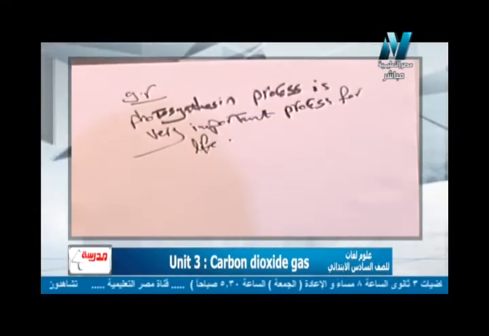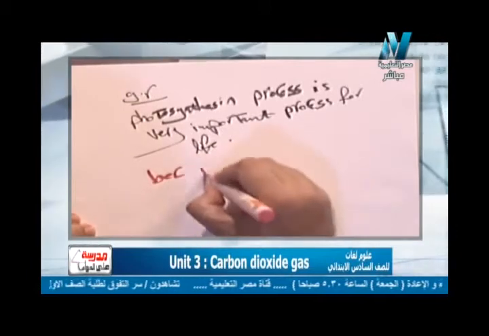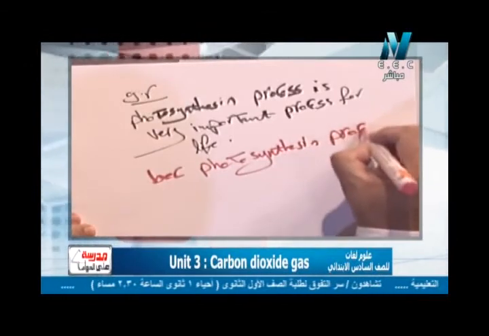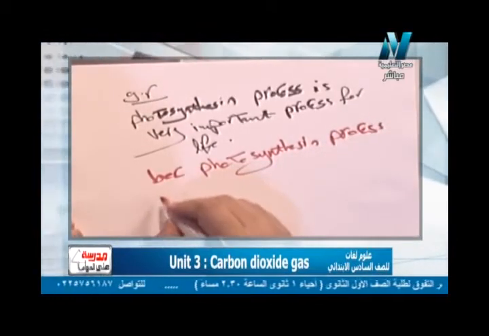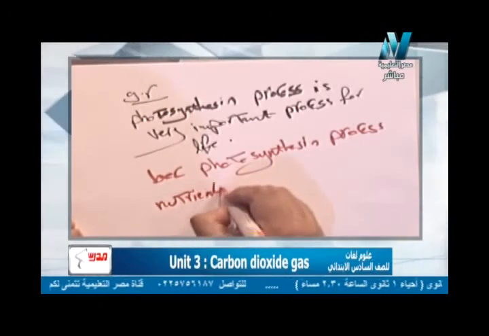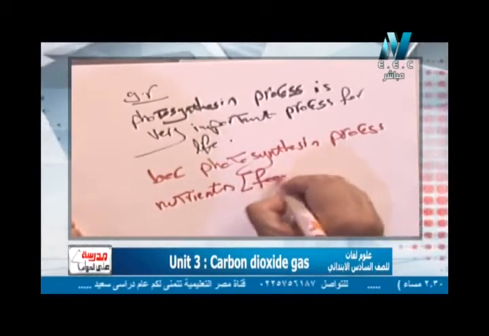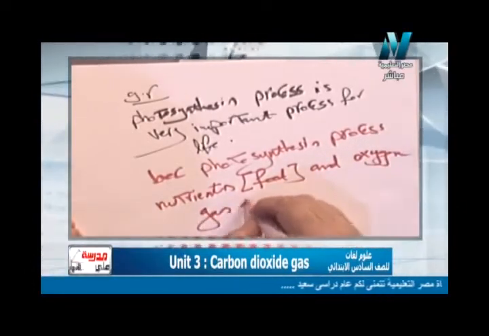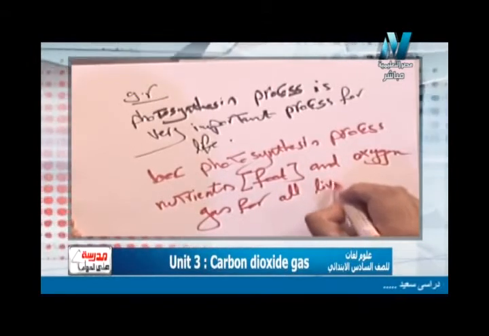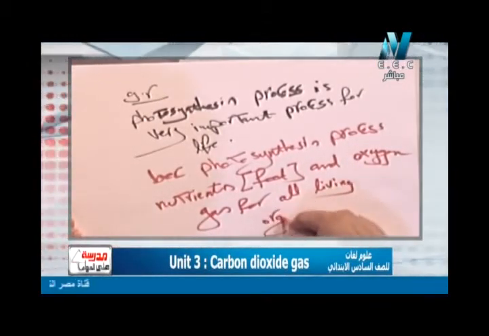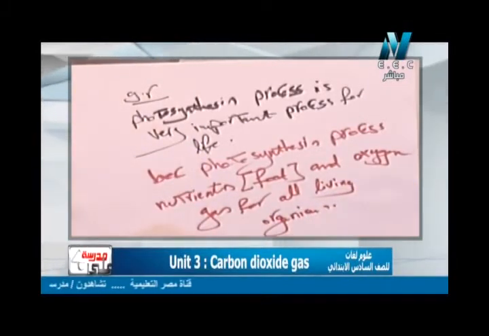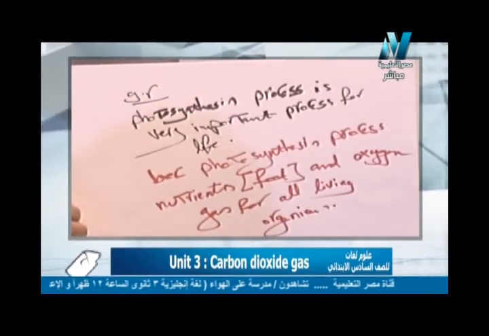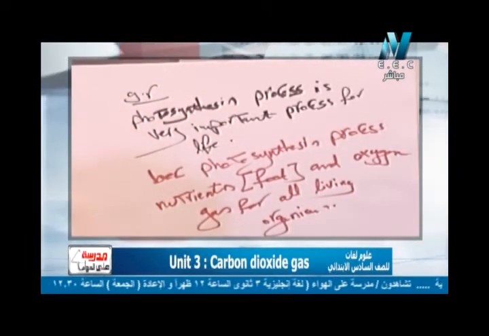Why? We can say because the photosynthesis process produces two important things, which are nutrients, I can write food, or nutrients with food between brackets, and oxygen gas for all living organisms. So again, the photosynthesis process is very important, or very vital, because the photosynthesis process produces nutrients and oxygen gas for all living organisms.